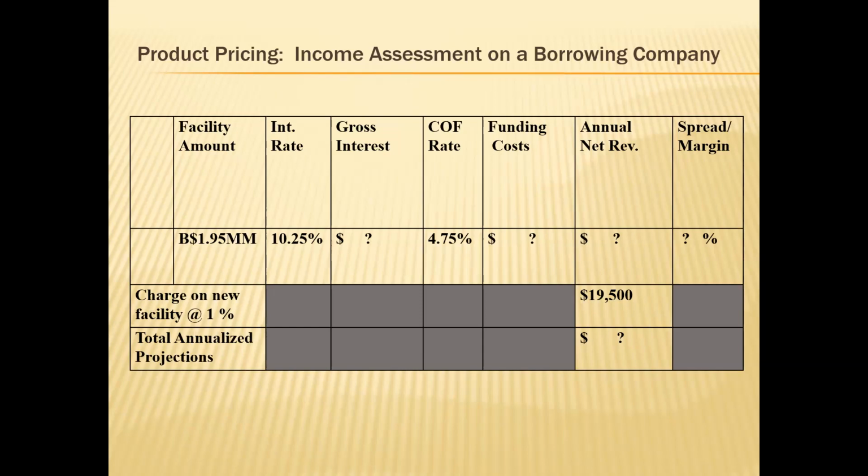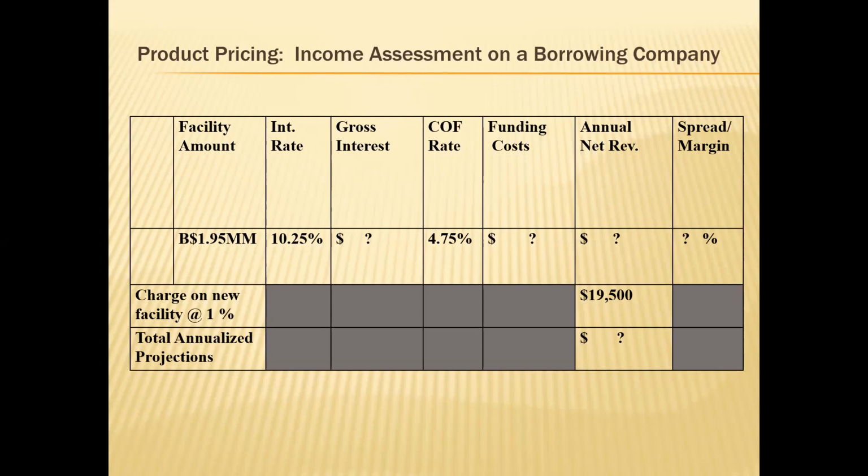Okay, so let's look at that. So product pricing, income assessment on a borrowing customer. The example given here is that there's a facility amount of $1.95 million. The interest rate is 10.25. We are being asked to tell what the gross interest is. We are told what the cost of funds rate is. The cost of funds rate is 4.75. So we're being asked to give the funding costs, and we're also being asked to give the annual net revenue and also the margin or the spread.